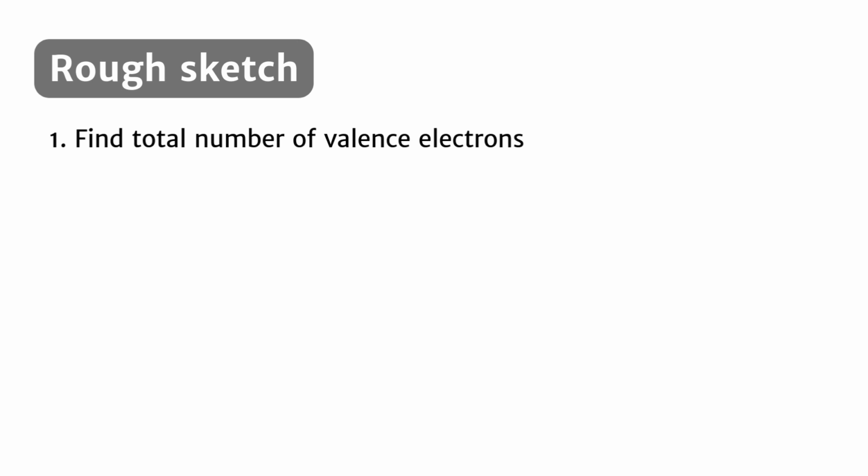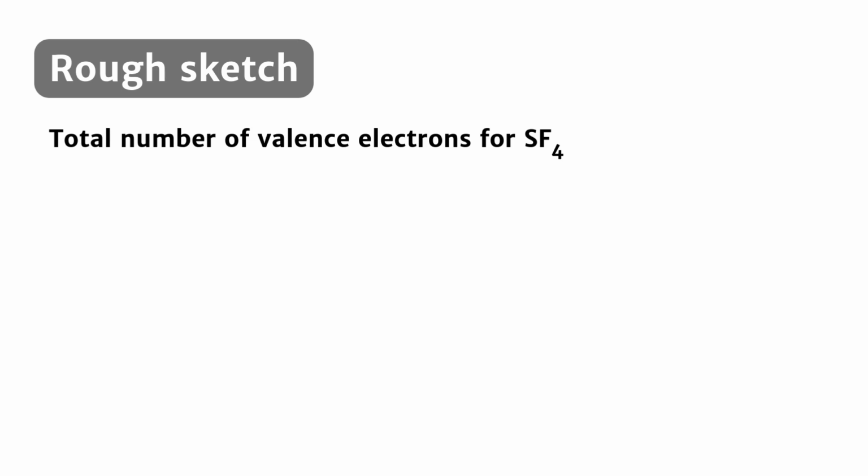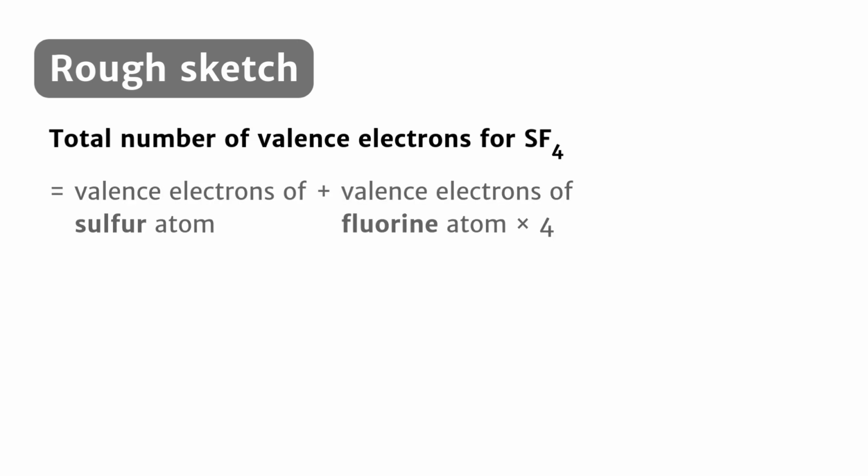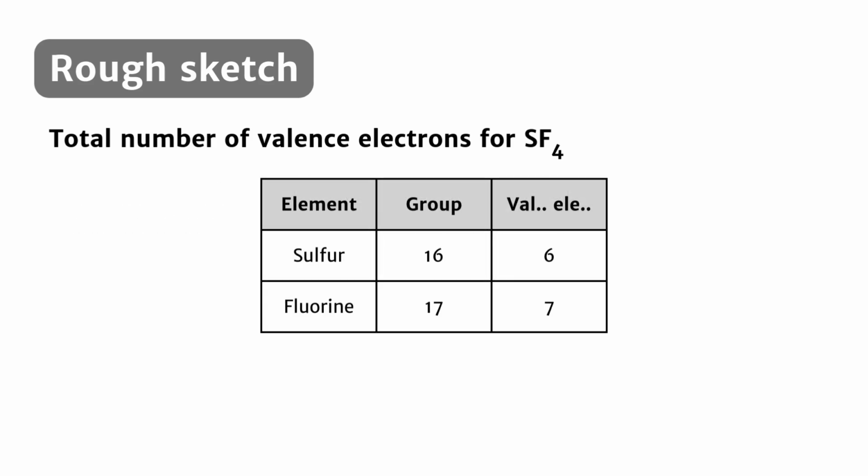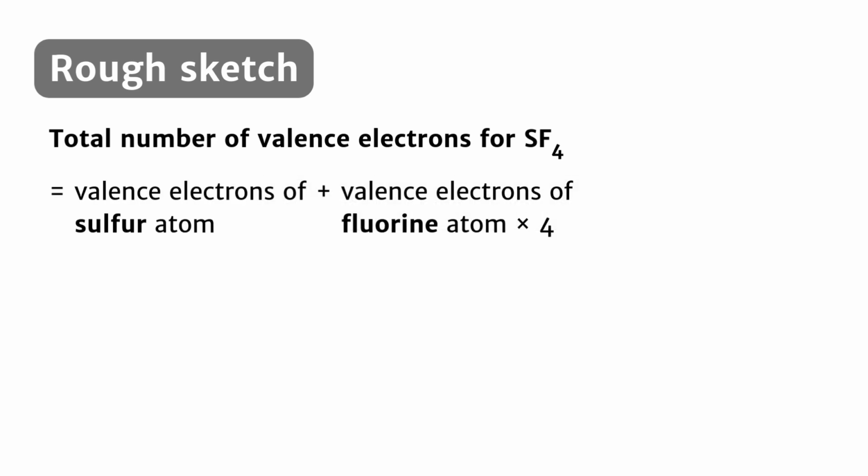To draw a rough diagram of SF4, we first need to calculate the total number of valence electrons and then identify the central atom. The total number of valence electrons in SF4 can be determined by summing the valence electrons of each atom in the molecule. Sulfur, a group 16 element, has 6 valence electrons, while fluorine, a group 17 element, has 7 valence electrons. In SF4, there is 1 sulfur atom and 4 fluorine atoms.